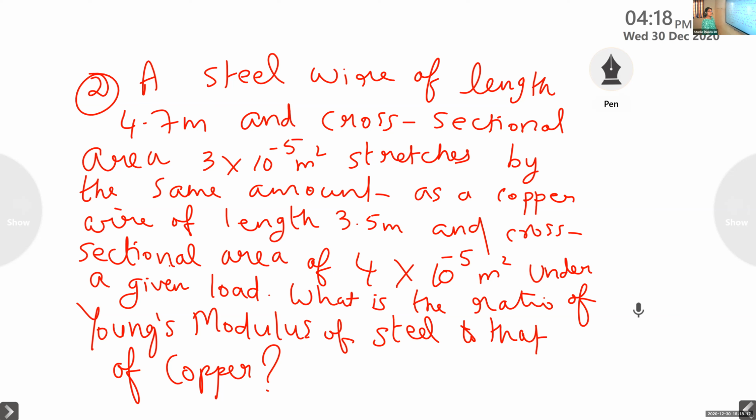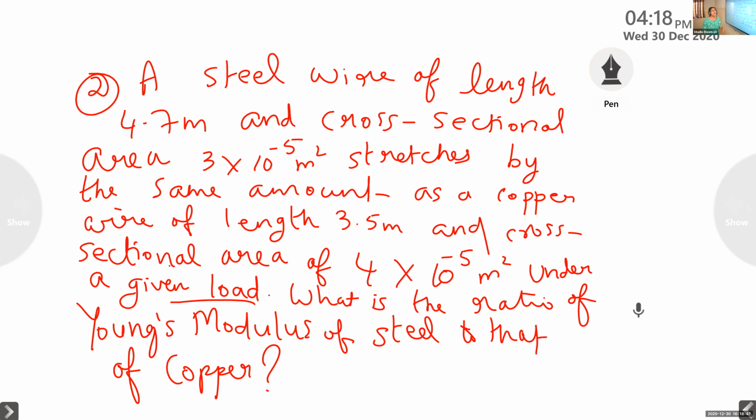So from this you understood whether it's a copper or steel, they are stretched an equal amount as a copper wire of length 3.5 meter. The original length of the steel wire and the copper wire are given to you, 4.7 and 3.5. And both of them have been stretched by the equal amount. How has it been stretched? Because under a given load.